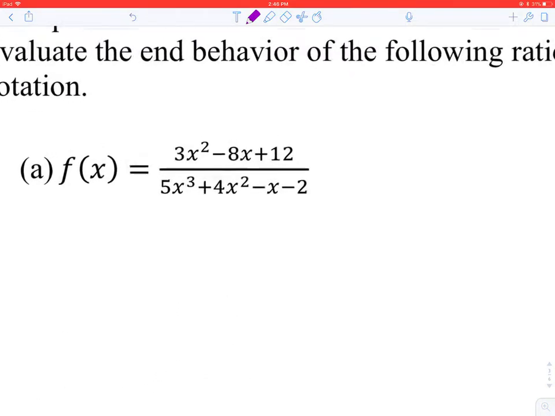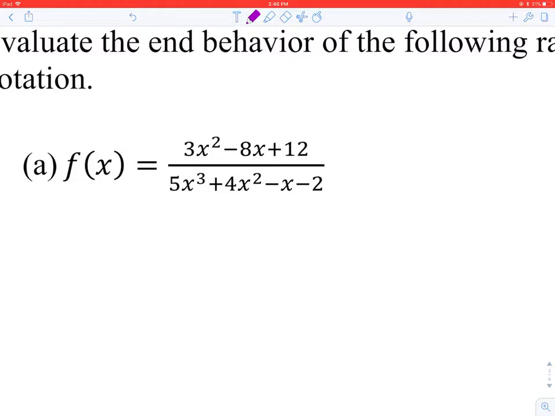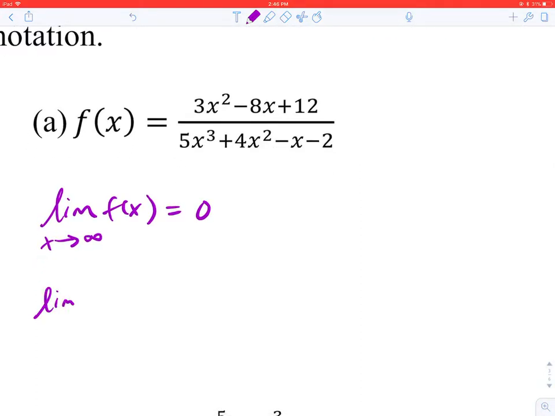So for this first function, notice that the degree of the numerator is 2 and the degree of the denominator is 3. So when the degree of the denominator is larger than the degree of the numerator, that means as x gets very large or x gets very small, the denominator is going to be growing at a faster rate where the numerator can't keep up. So we can say that the limit as x approaches infinity will end up being 0, as well as the limit as x approaches negative infinity.